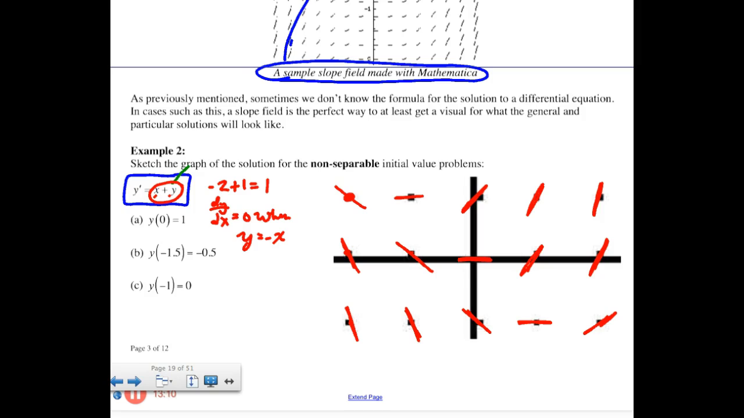And again, this is just giving me a little bit of a screenshot. If I squint and have my feather follow those wind flows, what will the solution that goes through 0, 1 look like? So I go to 0, 1 and I put a dot here that I must go through. And then I go with the flow.